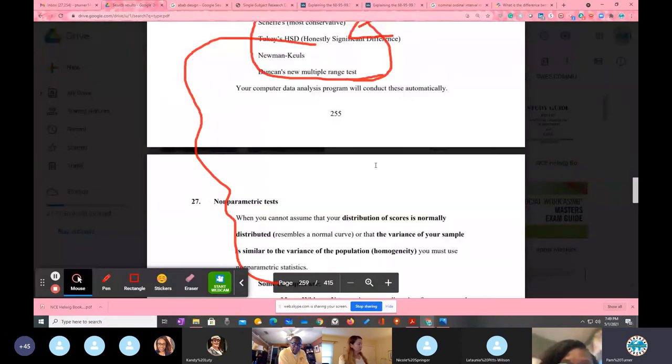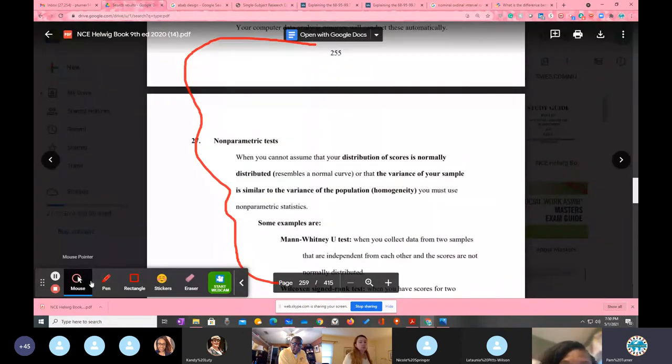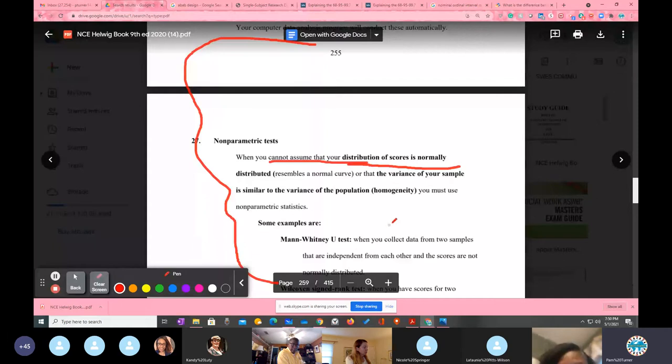What we're really looking at is non-parametric. And like I said before, non-parametrics will not fit on my bell curve. The distribution of scores, we cannot assume that it's normally distributed. That just means they won't fit on that bell curve, right? Normal distribution, parameter, 68, 95, 99, they won't fit on there. So then I'm going to see these very strange names.